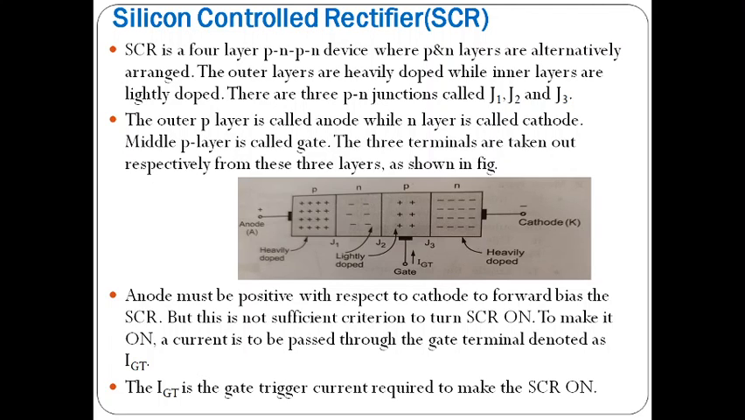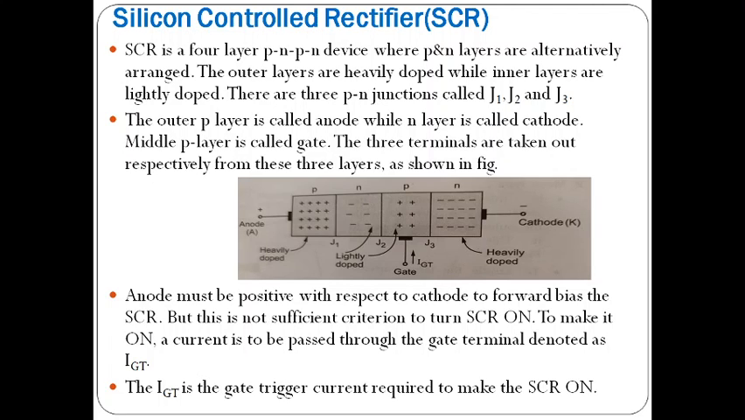The outer P layer is called the anode, the outer N layer is called the cathode, and the middle P layer is called the gate. So we can say the silicon controlled rectifier is a four-layer, three-terminal device. The outer P layer is the anode, the outer N layer is the cathode, and the middle P layer is the gate. You can observe this in the diagram.